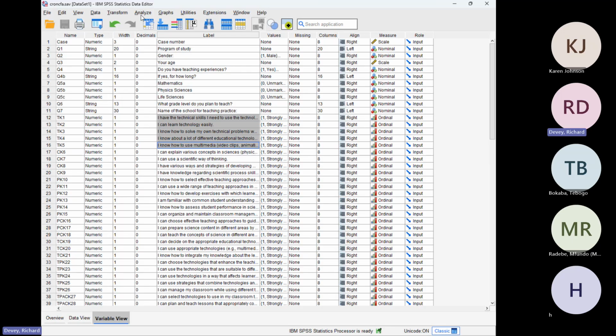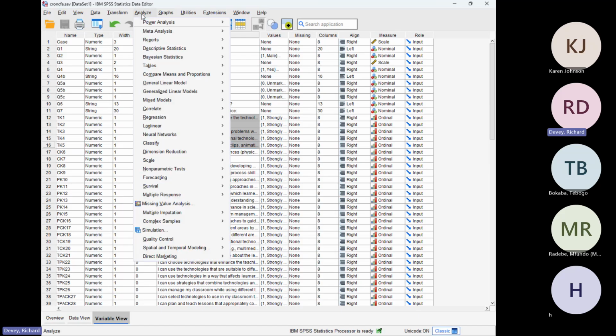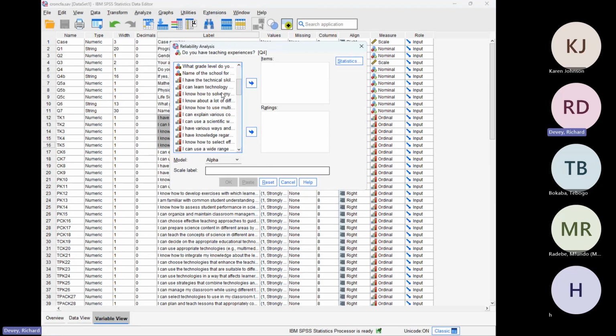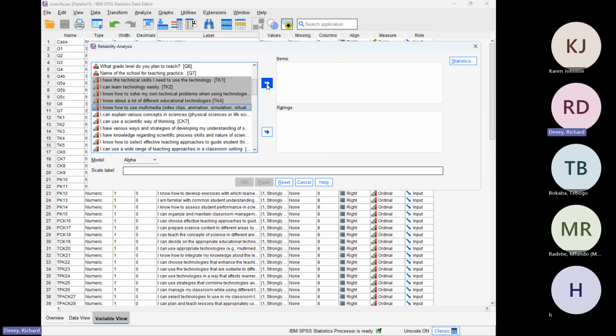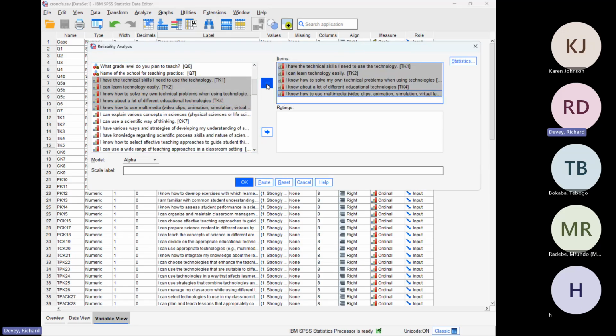To get a Cronbach alpha result, which tests the reliability of these statements, we go to Analyze Scale. I don't know if you can see it on the screen. Then we go to Reliability Analysis. Then I'm going to find the TK items, which are these ones here. I think those are all the TKs. Let me stretch this out a bit. I think there are 5. Okay, so we put the items in there.